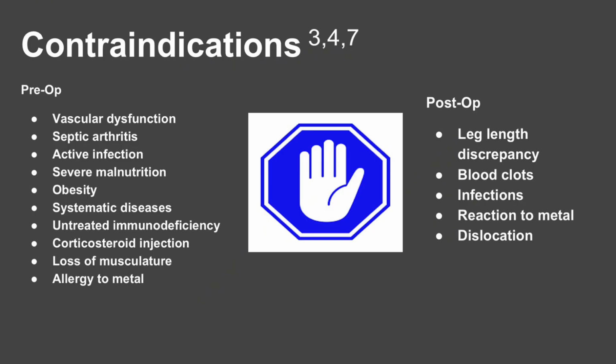For post-op, I had a hard time figuring out what the contraindications were, so I just gave some complications. Some things you will probably see after this surgery are a leg-length discrepancy, blood clots, infections, and reactions to metals if they didn't know they were allergic to metal prior to having their surgery. And sometimes the joint can come out of place, out of the socket.